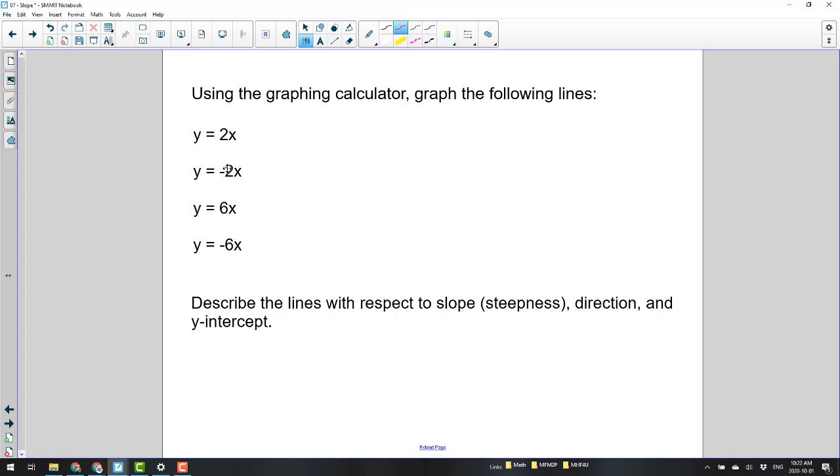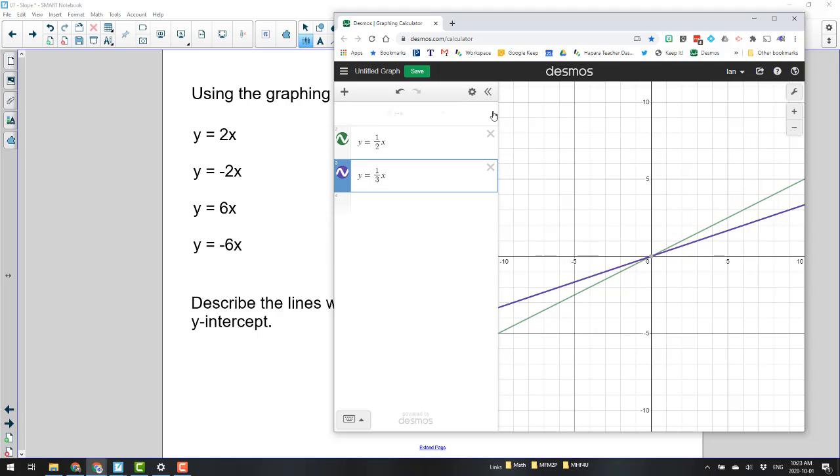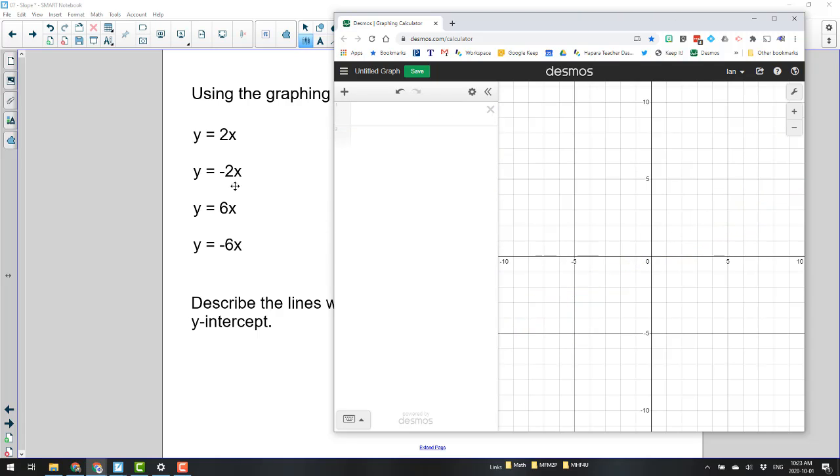I didn't have any negatives though. So now what happens if I add some negatives in? Let me bring back my Desmos and get rid of all of these. And let's enter these. So y equals 2x. We saw that one before. It's a little bit steeper than our parent function.